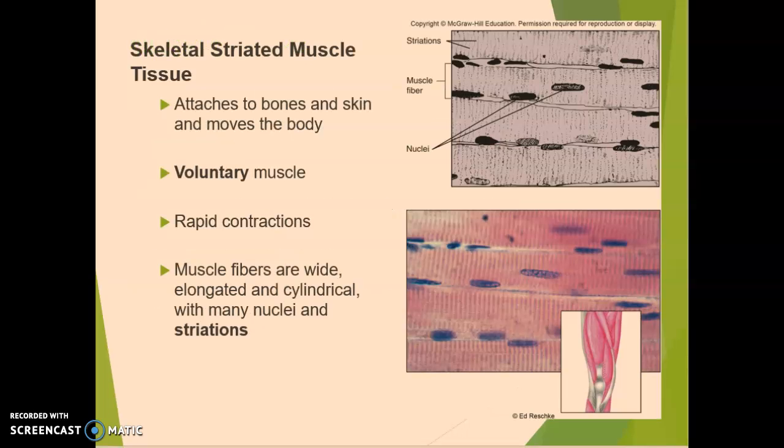In skeletal striated muscle tissue, it attaches to the bones and skin and moves the body. It is a voluntary muscle. That means you can contract on your own, and you can have rapid contractions. Muscle fibers are wide, elongated, cylindrical, with many nuclei and striations. See here, the striations. And then the muscle fiber itself is the whole cylinder.